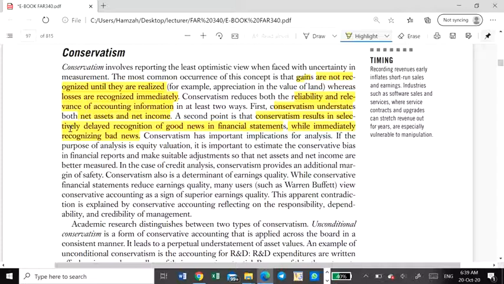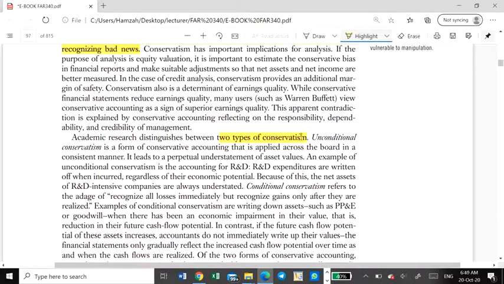So conservatism ni kita boleh classify kepada two types of conservatism that are unconditional conservatism as well as conditional conservatism. So unconditional conservatism is a form of conservative accounting that is applied across the board in a consistent manner. Conditional conservatism refers to the adage of recognize all losses immediately but recognize gains only after they are realized.